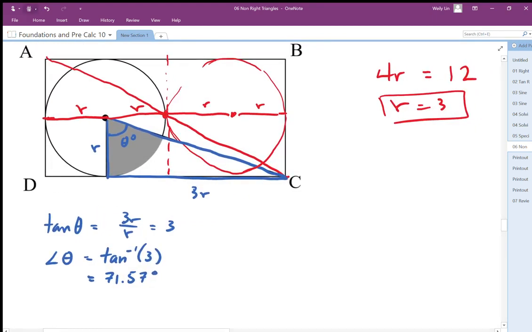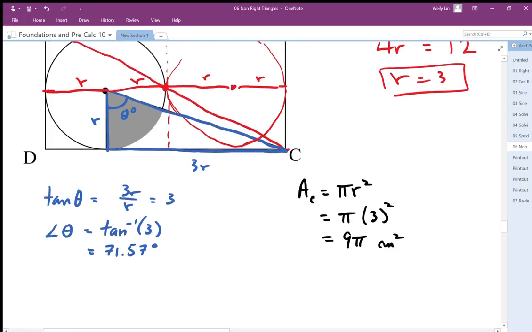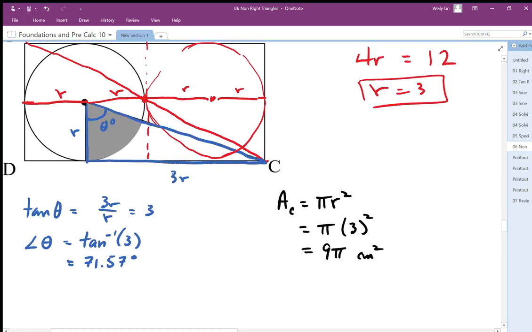So to find out the area of the sector, what we need to do is first of all find out the area of the circle. Area of the circle is pi r squared. So pi times the radius, which worked out to be 3, so pi r squared gives us 9 pi units squared. Or in this case, I think it was centimeters squared. So there's my area. That's close to 30 centimeters squared, if I work out the decimal.